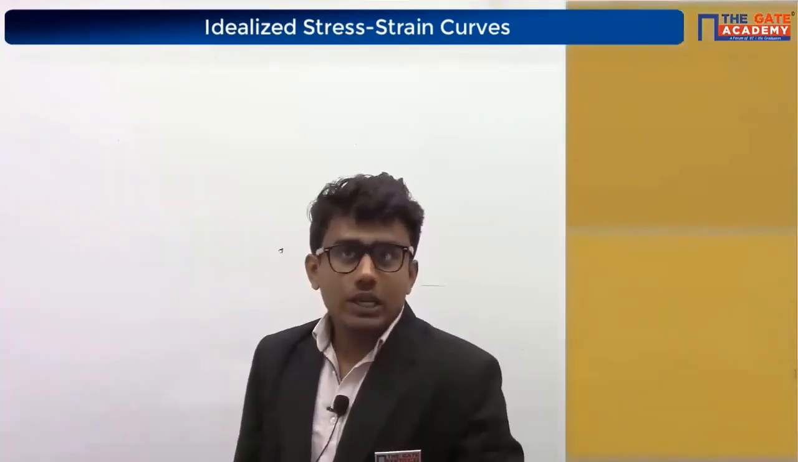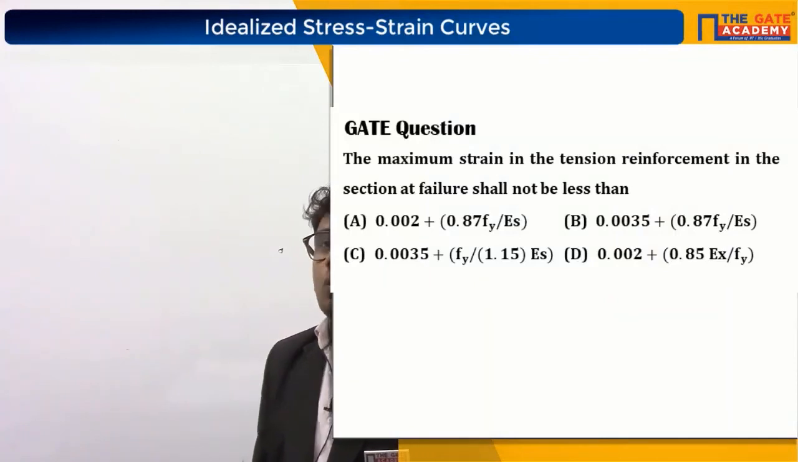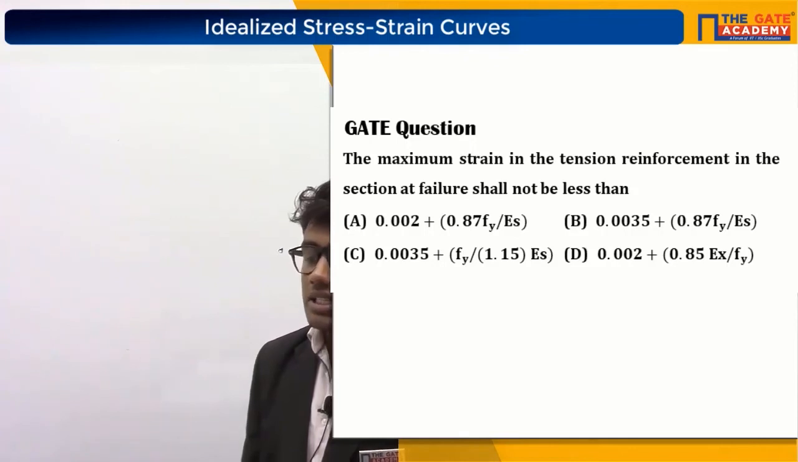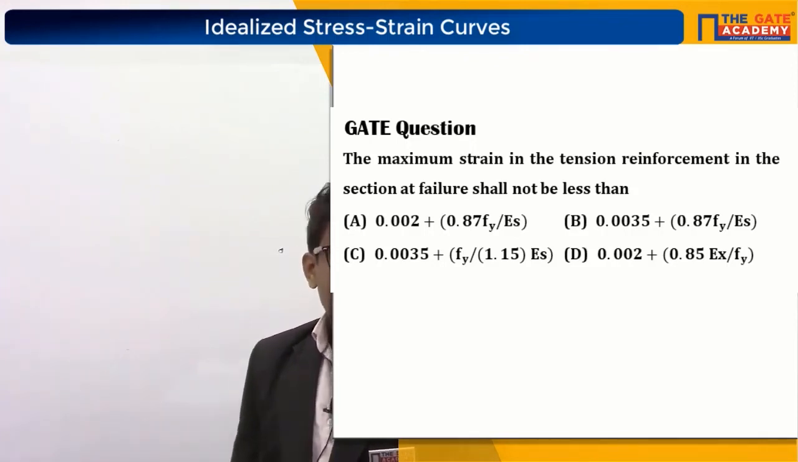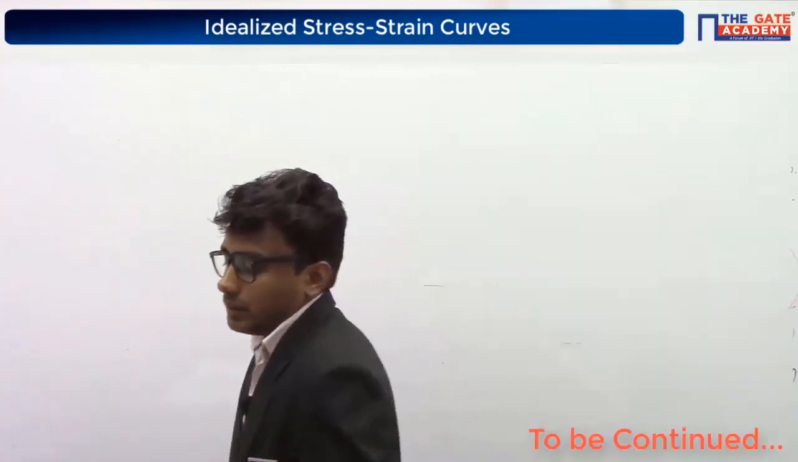Yes, go to this question. I'll read the question for you. The maximum strain in the tension reinforcement in the section at failure shall not be less than what? What is the answer? Answer is A, right? Why is it A? We have discussed it now. 0.002 plus Fy divided by 1.15 Es, or 0.002 plus 0.87 Fy divided by Es. That is the strain value I am going to consider at the failure. I think no need to discuss it here. We have already discussed this. Right?